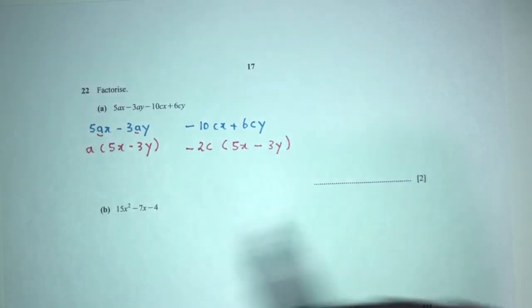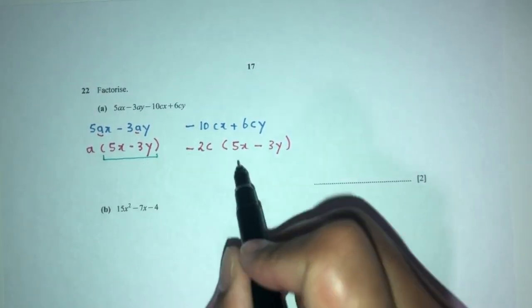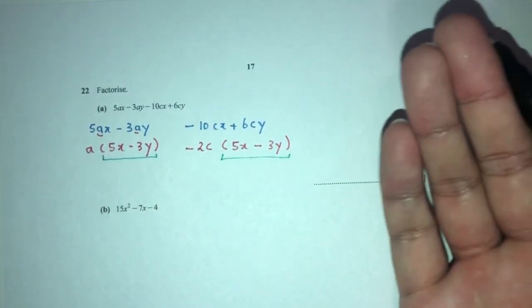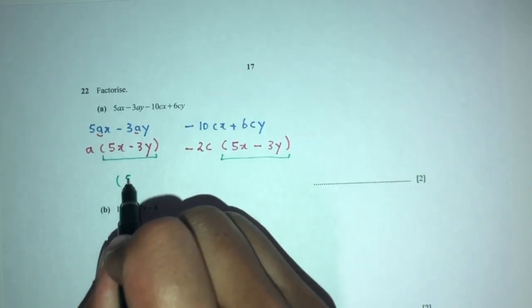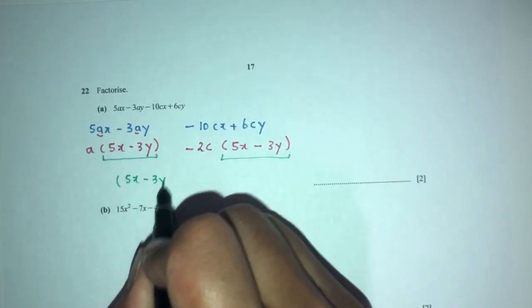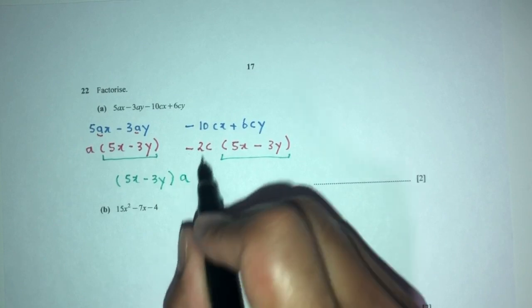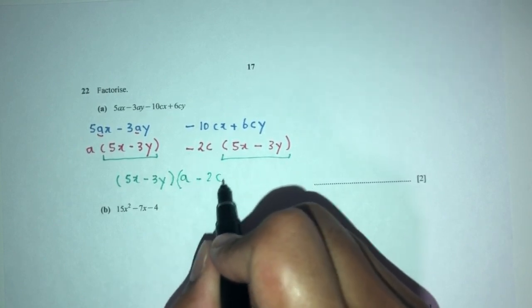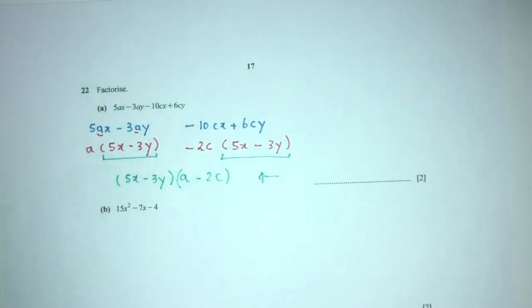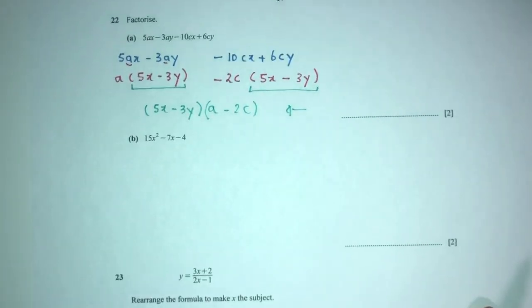Now finally, you can see that this and this are also the same. So we can factorize this outside. You will have 5x minus 3y, here you have a, here we have minus 2c. This is the factorization of part A. Now for part B, factorize this one.